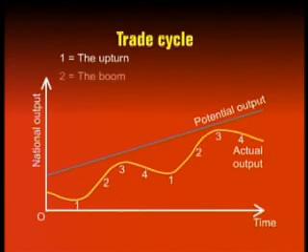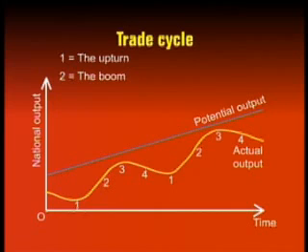Then you have the boom. That is, during this phase, there is a rapid economic growth. The GDP growth rate, as you can see, is maximum. The slope of the actual output line is maximum at this stage. That is, the economy is growing very fast. So during this phase, there is rapid economic growth. A fuller use is made of resources, and the gap between actual and potential output narrows.